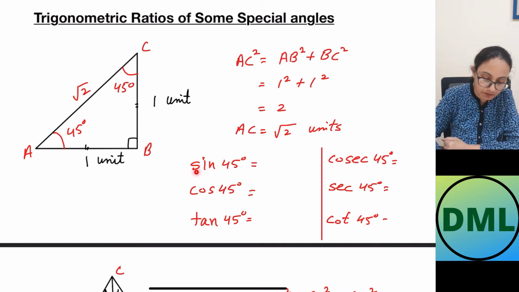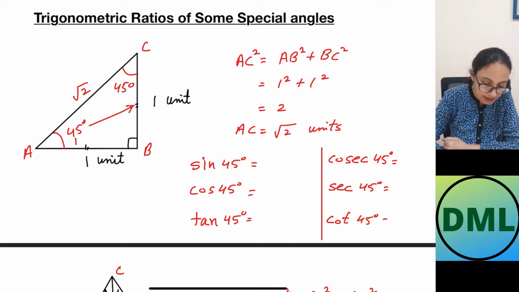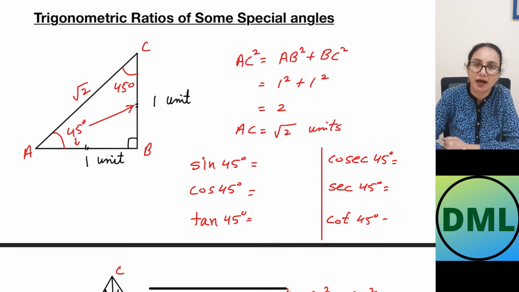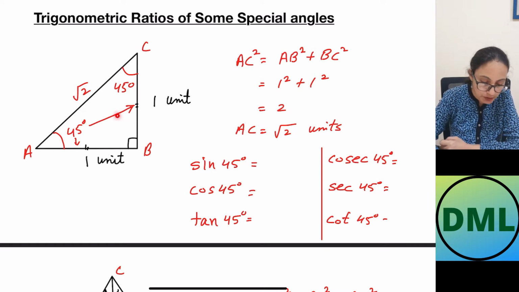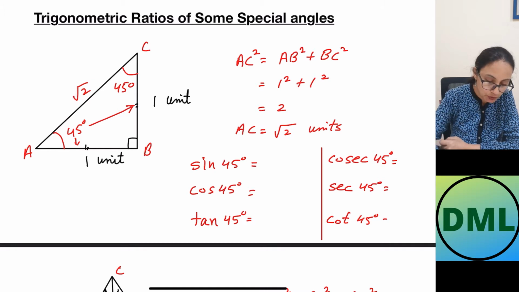Now I will write down the value for sine 45 degree. For this 45 degree, this is opposite, this is your base and this will be your hypotenuse. Root 2 will be your hypotenuse. Now sine 45 degree is opposite over hypotenuse. So what is opposite? It is 1. Hypotenuse is what? Root 2. So the value for sine 45 degree is 1 over root 2.